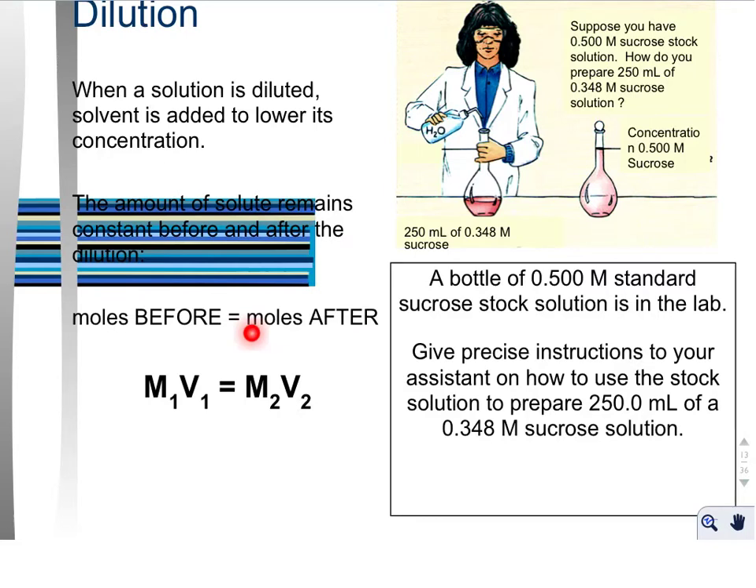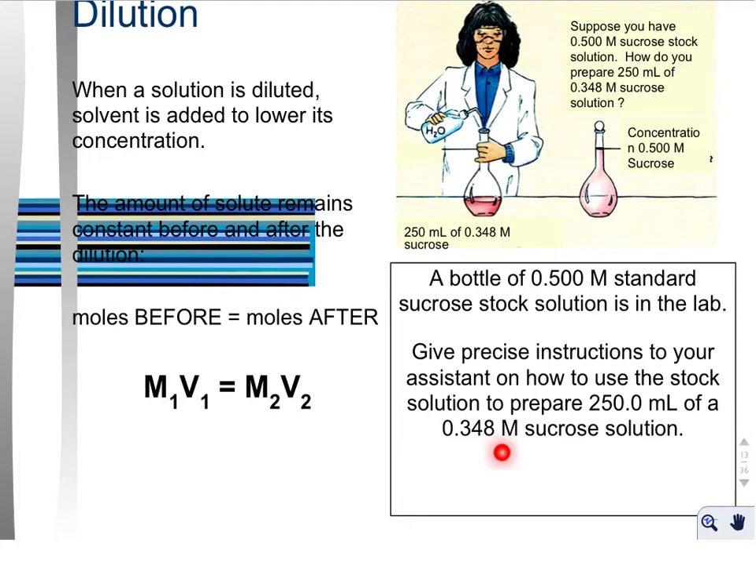Here's your main equation for dilutions. It's the molarity times the first volume equals the molarity times the second volume. So example over here, it says a bottle of 0.5 molar standard sucrose, that's table sugar, is in a lab. Give instructions to the assistant on how to use the stock solution to prepare 250 milliliters of 0.348 molar sucrose.